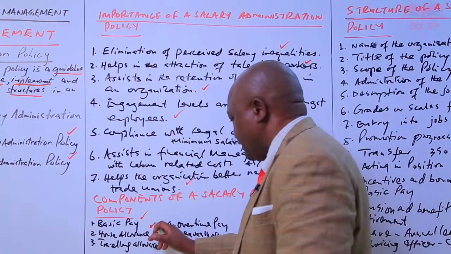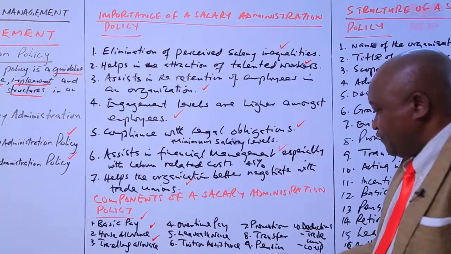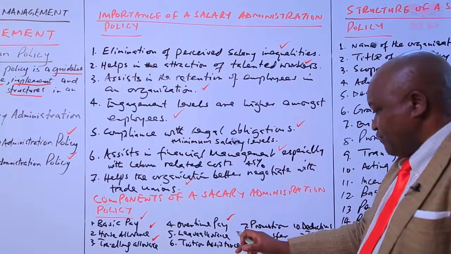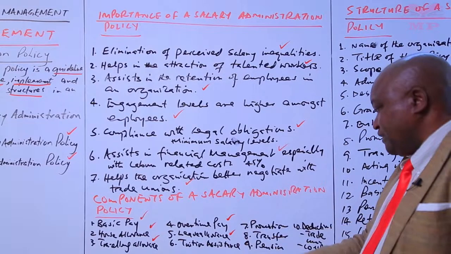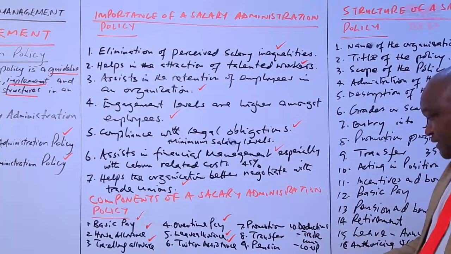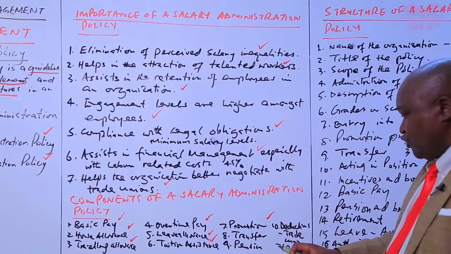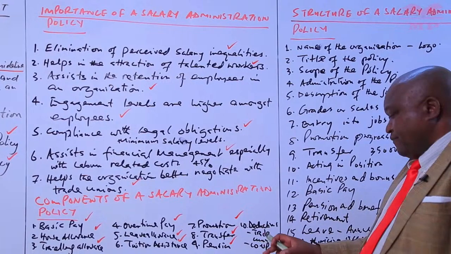Number 2, house allowance. Number 3, traveling allowance. Number 4, overtime pay. Number 5, leave allowance. Number 6, training assistance or tuition assistance. Number 7, promotion. Number 8, transfer. Number 9, pension. And number 10, deduction.